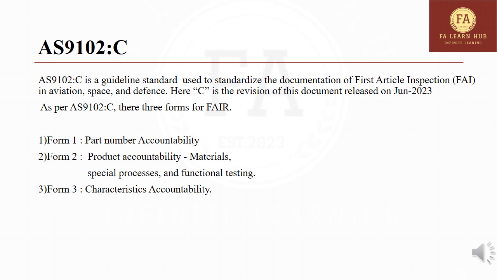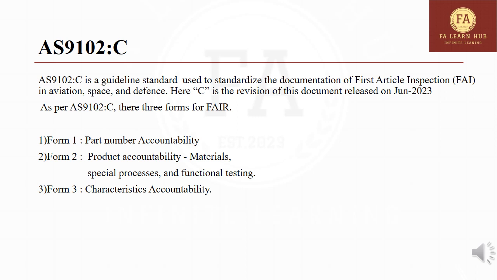AS9102C. AS9102C is a guideline standard used to standardize the documentation of first article inspection in aviation, space, and defense industries. Here, C is the revision of this document, which was released very recently, in June 2023. The previous revision was B, and the changes from revision B to C are highlighted in red color in the following slides.